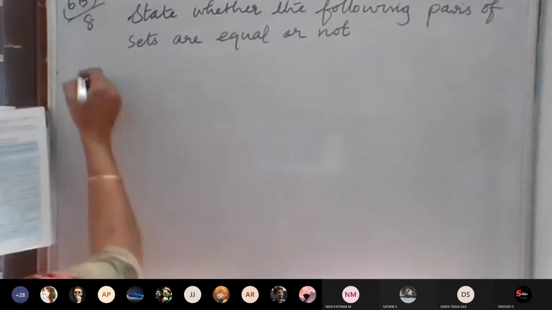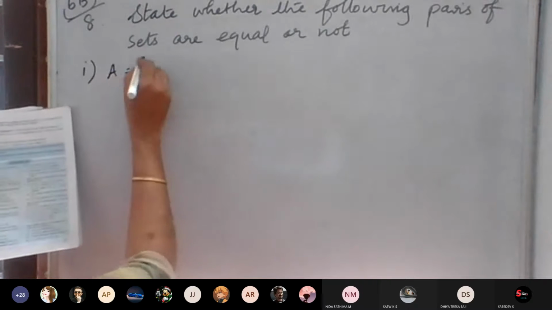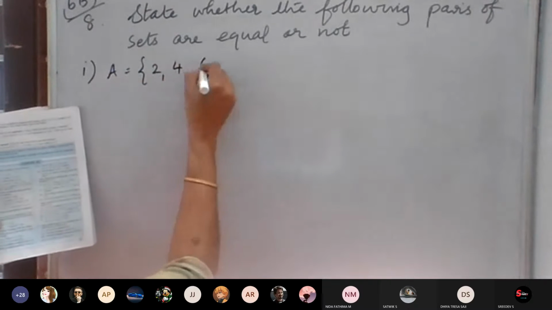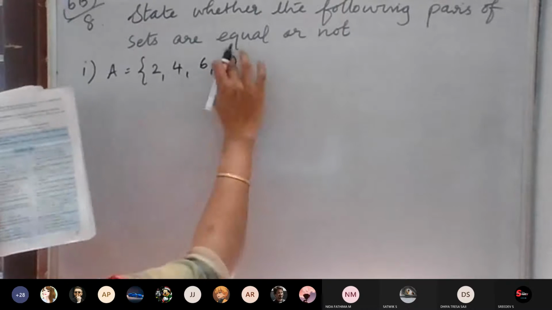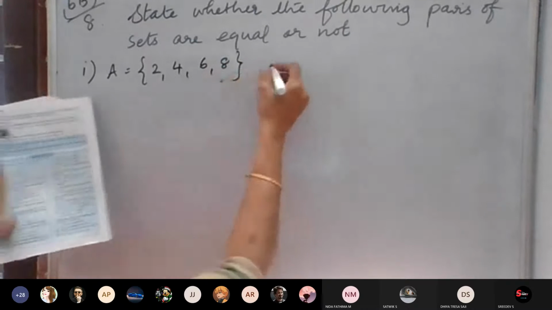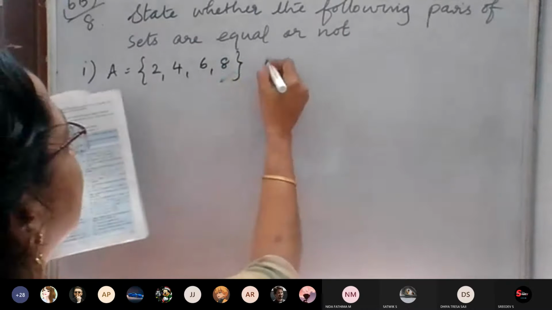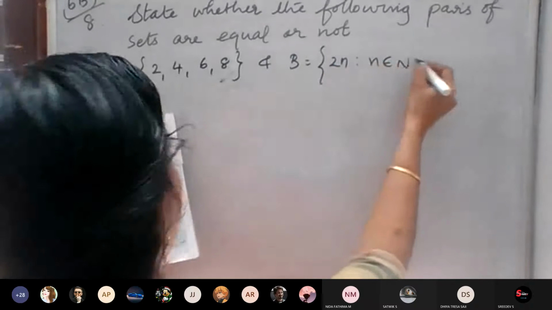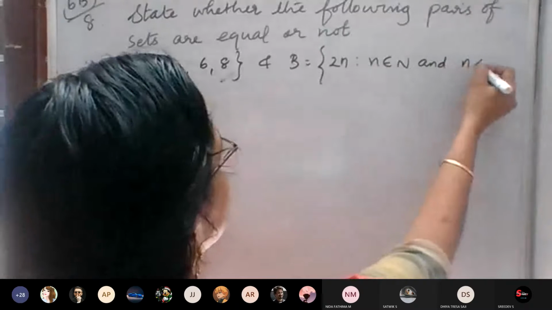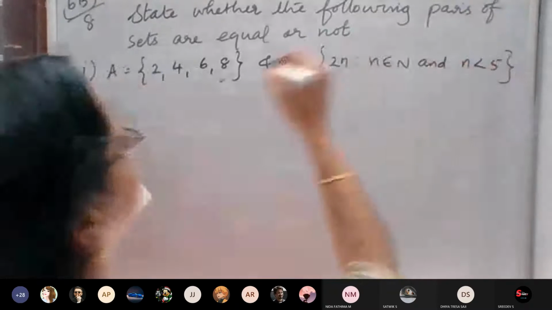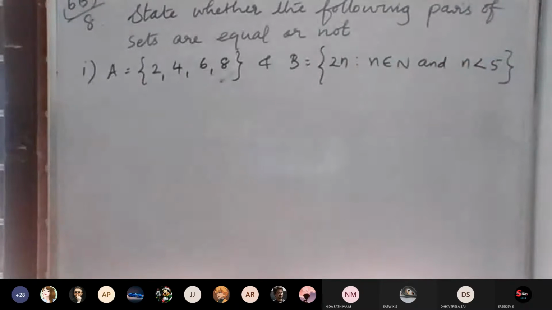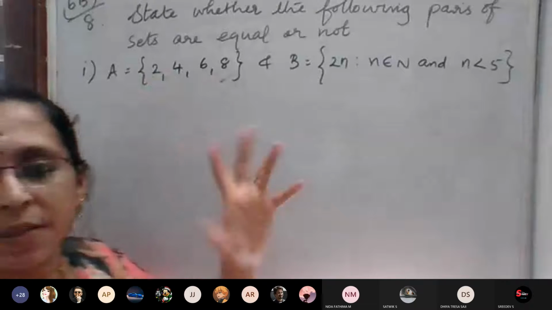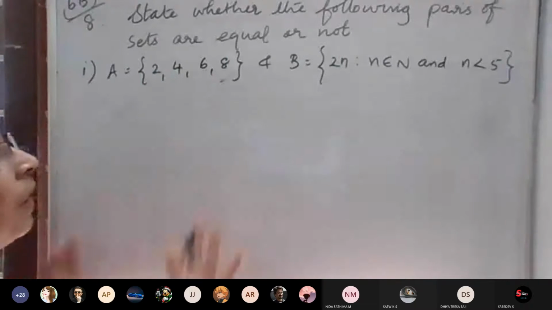So first question. A is equal to the set {2, 4, 6, 8} and B is equal to the set {2n such that n belongs to N and n less than 5}. Check whether these two sets are equal sets or not. That we have to find out. A is already in roster form, so no need to do anything.